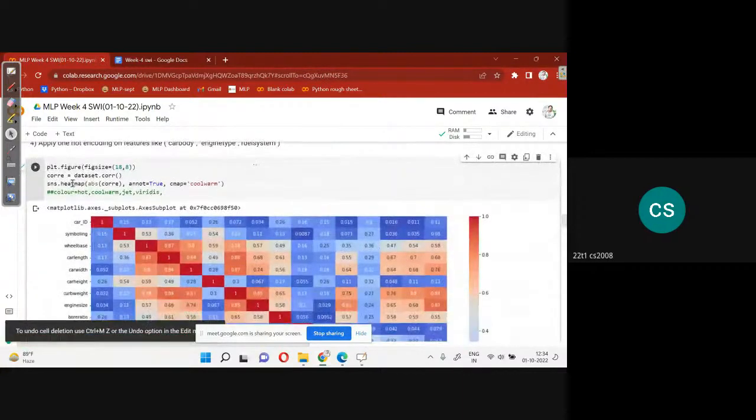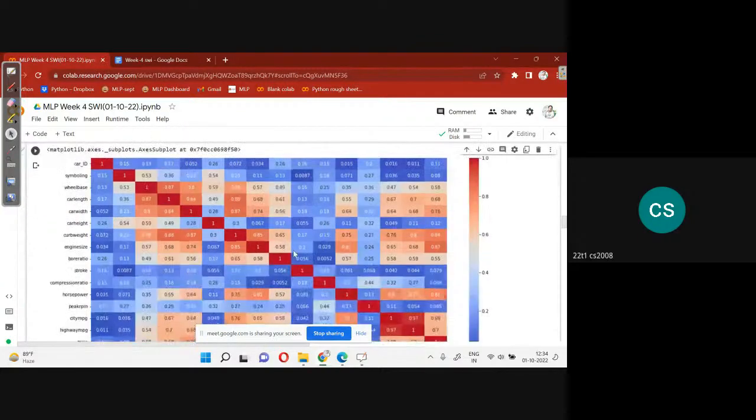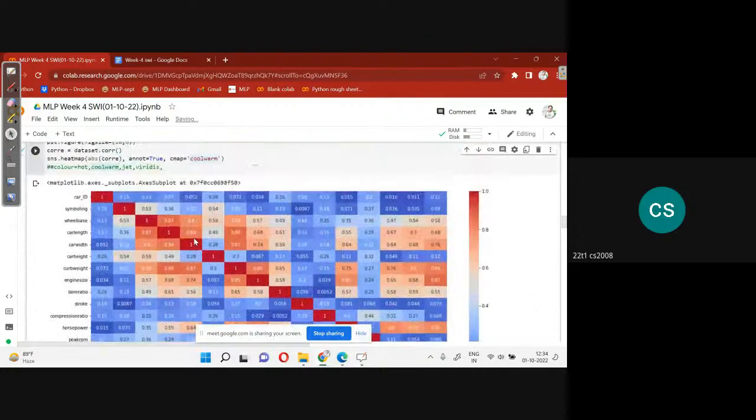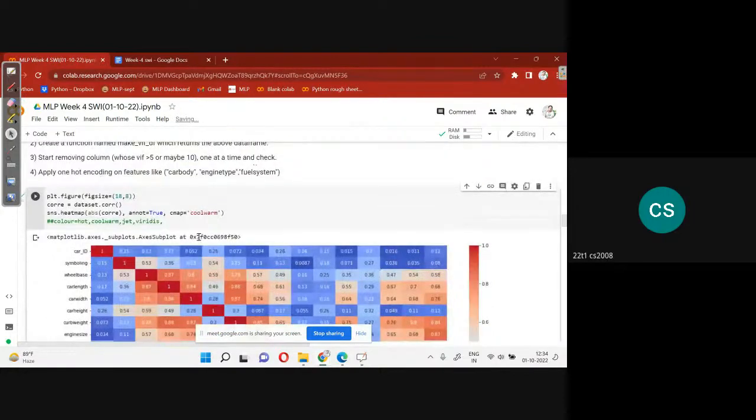If you don't use absolute, the range will be from -1 to 1. If you use the absolute value, it will convert all the negative values, changing the range from -1 to 1 into 0 to 1. That's why you are not seeing any negative values here. From this graph, we can interpret a lot of things.